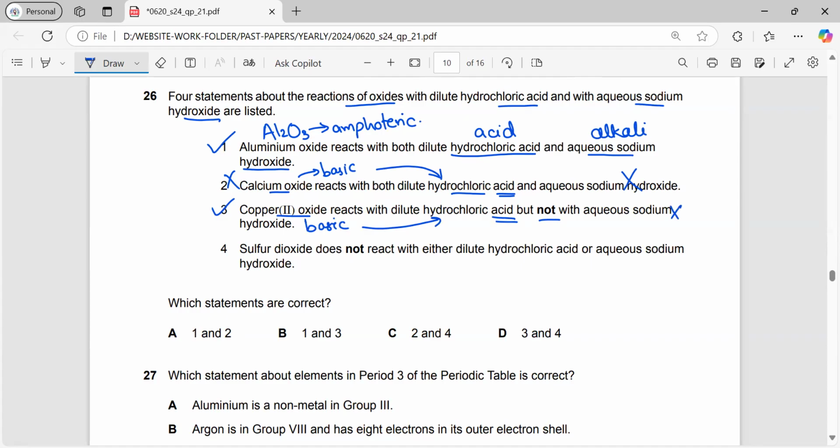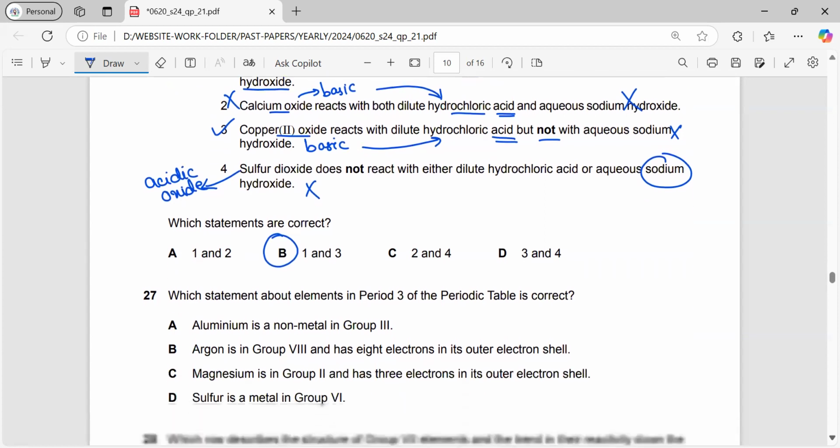Sulfur oxide does not react with either hydrochloric acid or sodium hydroxide. This is wrong because sulfur dioxide, as I told you in the previous lecture, is an acidic oxide. So it reacts with sodium hydroxide. It will react with sodium hydroxide. Okay, so options 1 and 3 are correct. B.